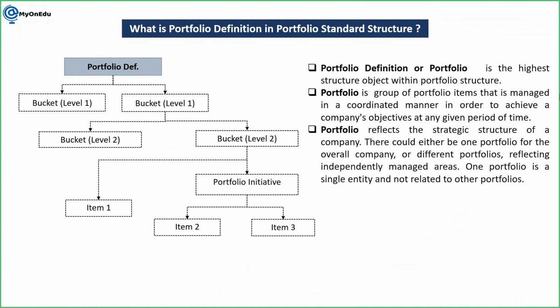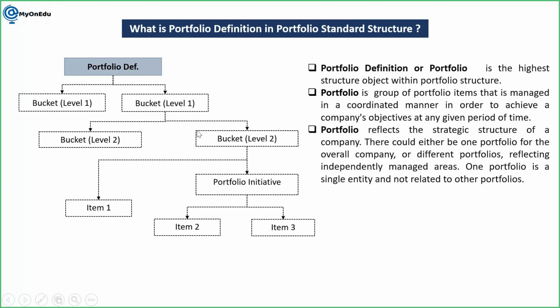Generally, in the organization, they have a long list of objectives. Let's say 50 objectives or 20 objectives. Then how exactly is this proposal going to align with the objectives of the organization? That needs to be checked before starting any project. Then here comes the portfolio. The definition of portfolio is the highest structure. So when we are going to start any transaction in PPM, we are supposed to have a portfolio structure, and this portfolio structure has a portfolio definition and buckets.